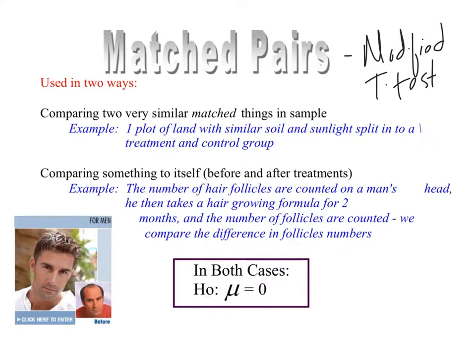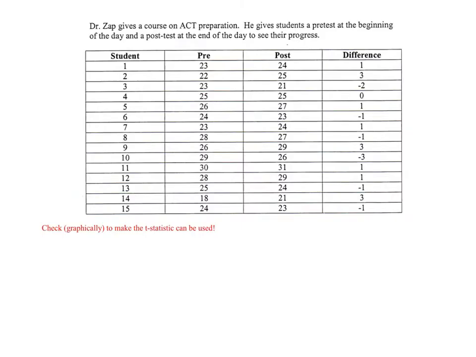Let's do an example. I think it'll make more sense once you see that. So Dr. Zapp, this used to be an ACT preparation course that students could take on Saturday. So you always took like a pre-test at the beginning and a post-test at the end. And of course it was just like a half-hour sampler that would project your score.